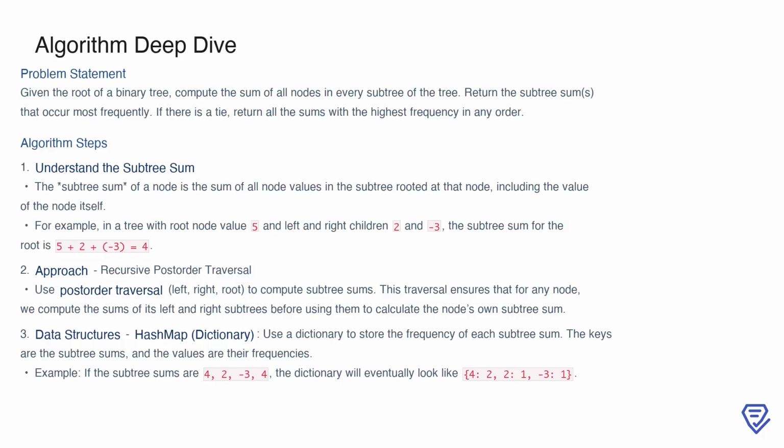This method ensures we compute the sums of a node's left and right subtrees before calculating the node's own subtree sum. To track how frequently each subtree sum appears, we use a dictionary where the keys are the subtree sums and the values are their frequencies. For example, if the subtree sums are 4, 2, -3, and 4, the dictionary will eventually look like 4 appearing twice, while 2 and -3 appear once each.